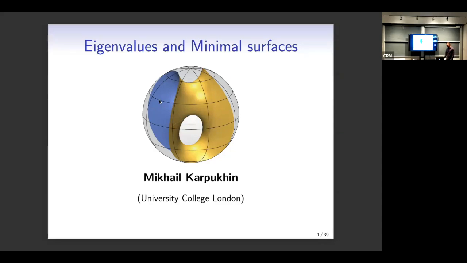So I'm going to talk about eigenvalues and minimal surfaces. I'm going to explain what both of those things are, what kind of minimal surfaces, what kind of eigenvalues. You can already see a picture of a minimal surface; I'm going to explain what it is later. And then I'm going to connect the two topics. Okay, so let's look at what kind of eigenvalues we're going to be looking at.